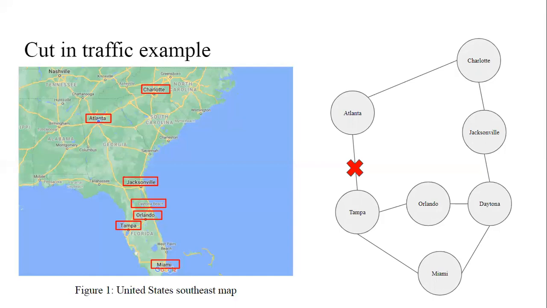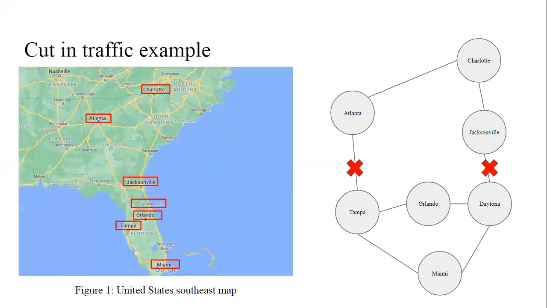However, if the highway between Jacksonville and Daytona is also closed, then there's no way to go to Miami. In other words, the map is separated into two parts and there's no edge between them. Of course, we never want to see these things happening.